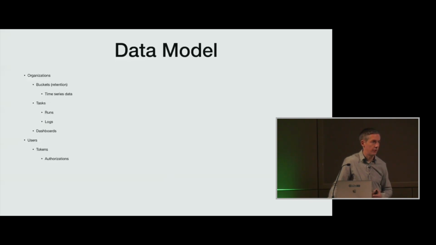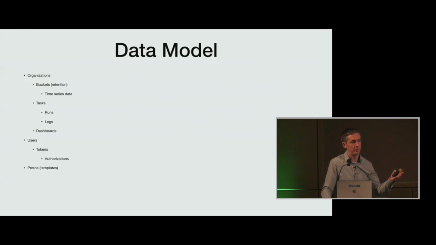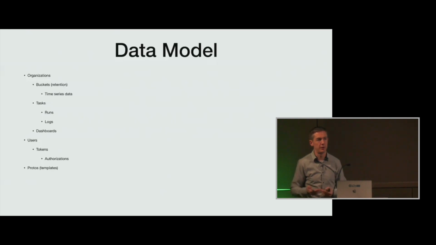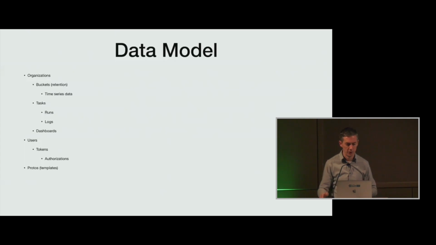And tokens have authorizations, which is what are the things they're allowed to do in the system, right? Are they allowed to create a dashboard? Are they allowed to edit a dashboard? Are they allowed to create a task? Are they allowed to edit a task? And then you also have this was called protos. I think the name changed, but they're basically templates. So the idea behind a template is you can have a template for a dashboard, for example, and there are variables that you just plug into that, right? So if you have like a system dashboard for a specific host or something.